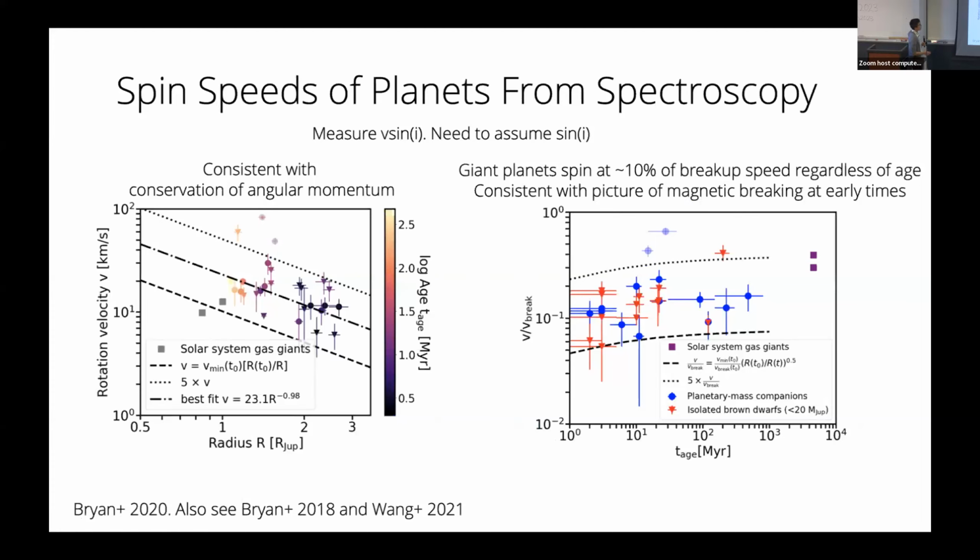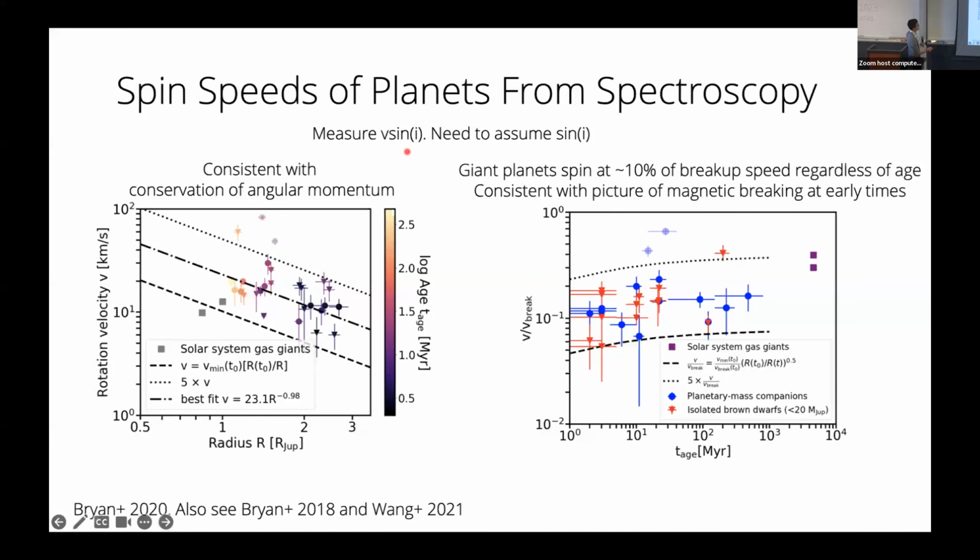What have we learned from high-res spectroscopy? One thing we can do is measure what's called V sin i. So I would say we can measure the spin speed, but there's a caveat. We can only measure the line-of-sight projected spin speed, so it's the spin speed times the sine of the inclination angle. So we have to assume something about the sine of the inclination angle. But as long as we can assume something about that, we've found several interesting results.